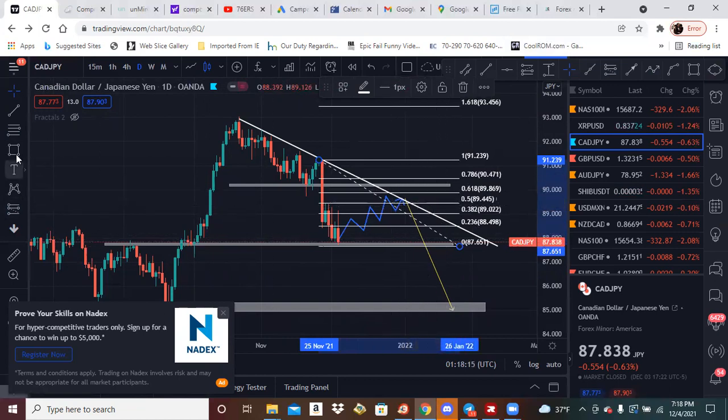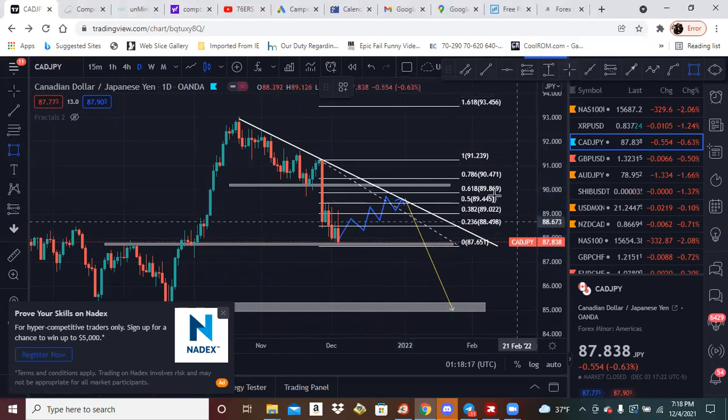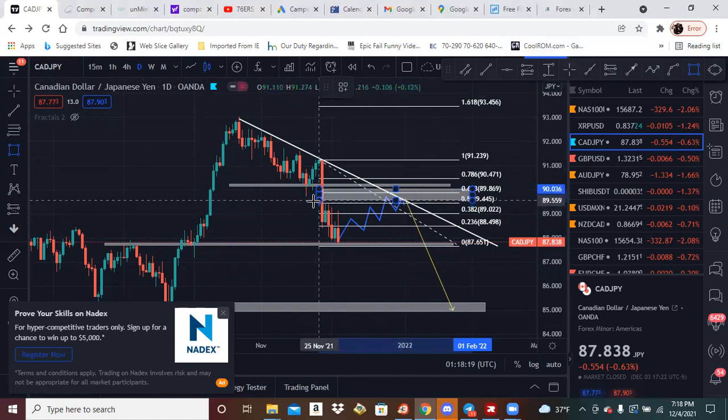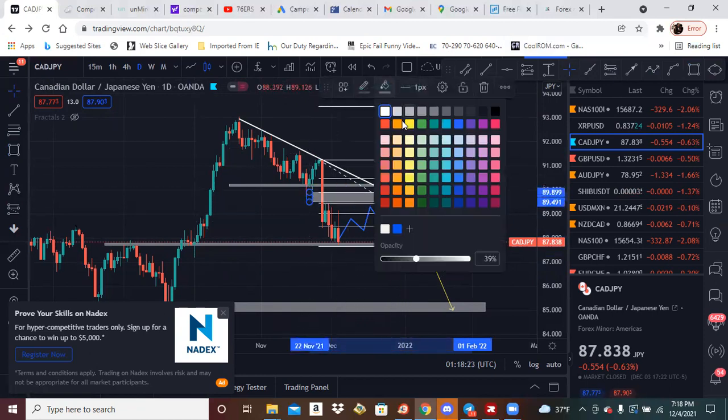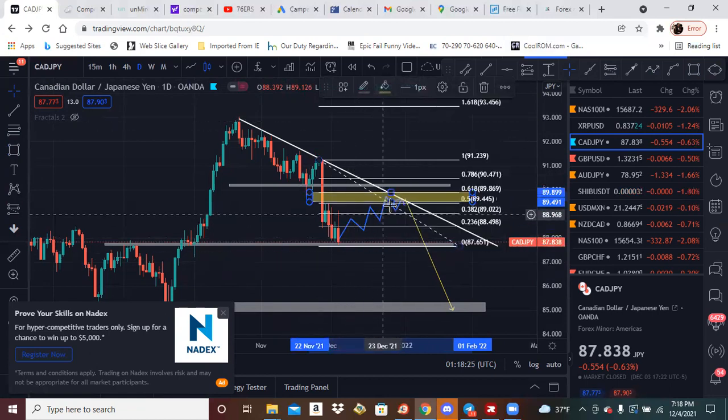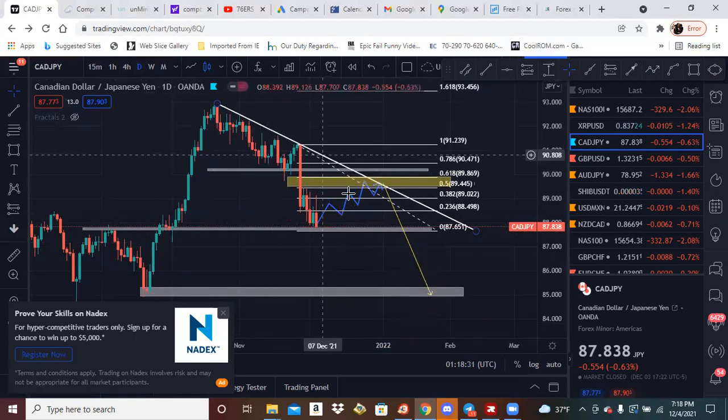Right there is the 50 golden zone. If you know anything about fibs, this is the 50 golden zone. Let's make that gold so you can see. And when it gets to the golden zone, it usually rejects, and then we have a lower low. Now, this is on the daily, so it's going to be a big, deep drop if this happens.